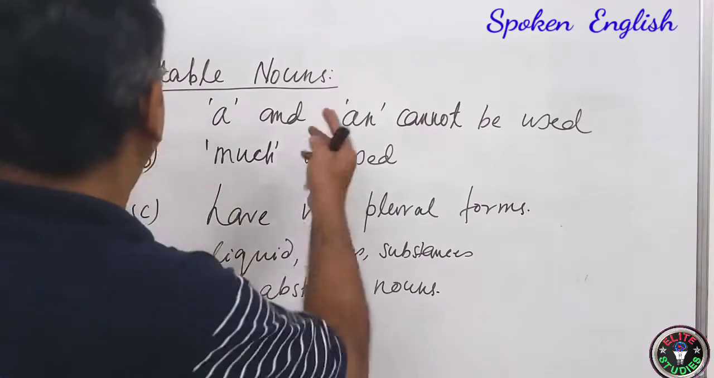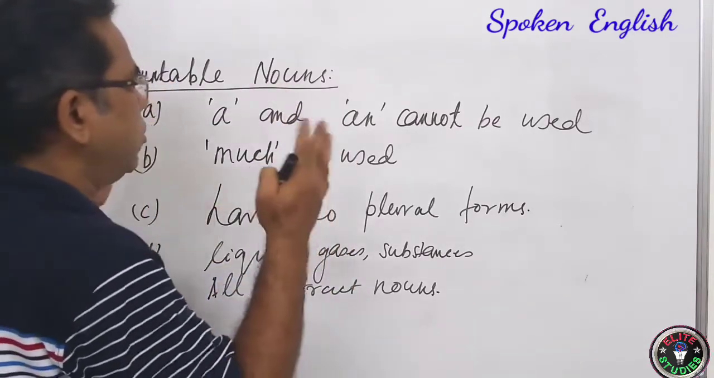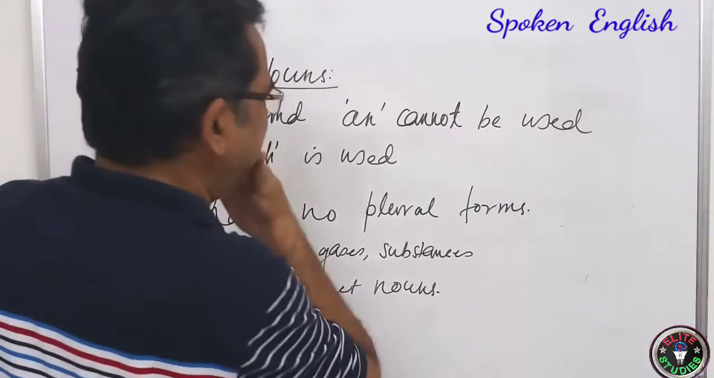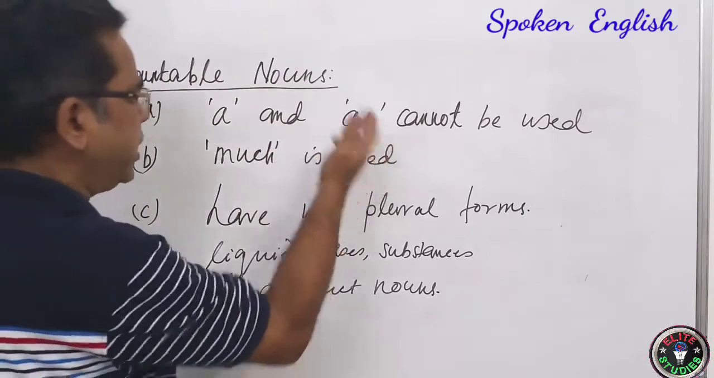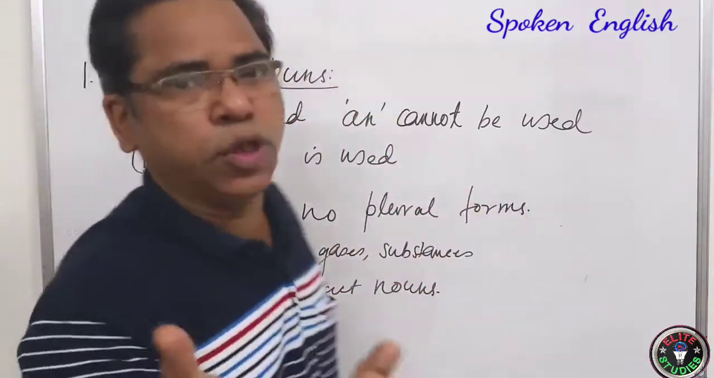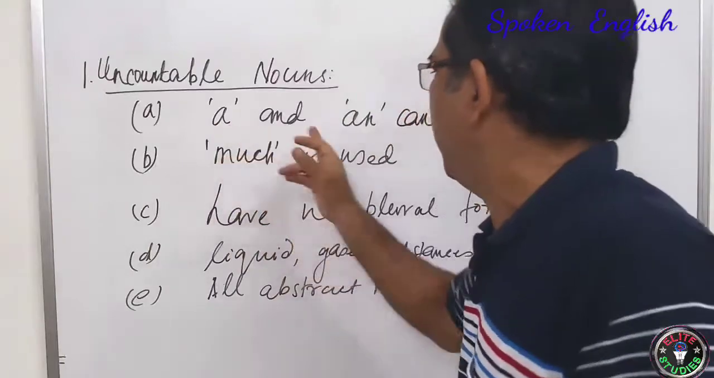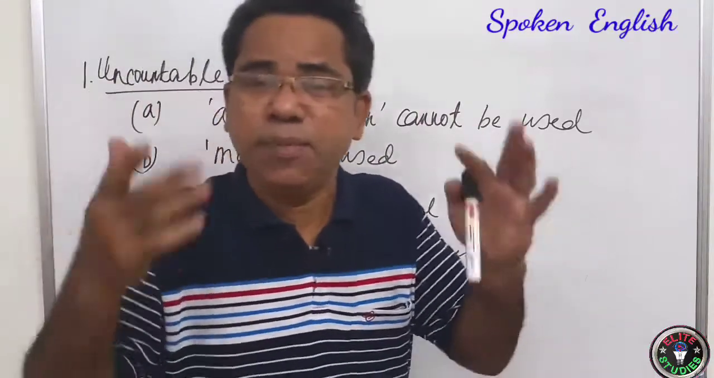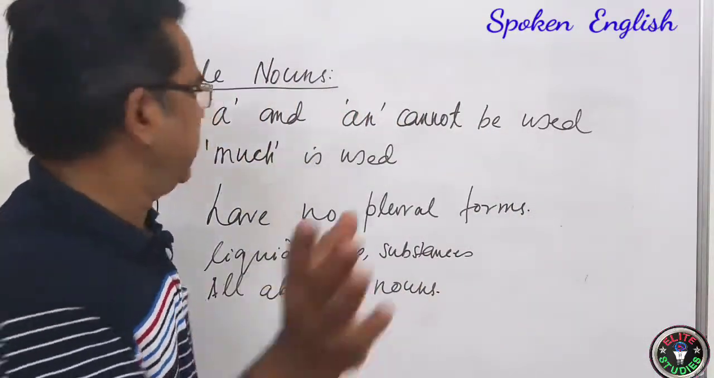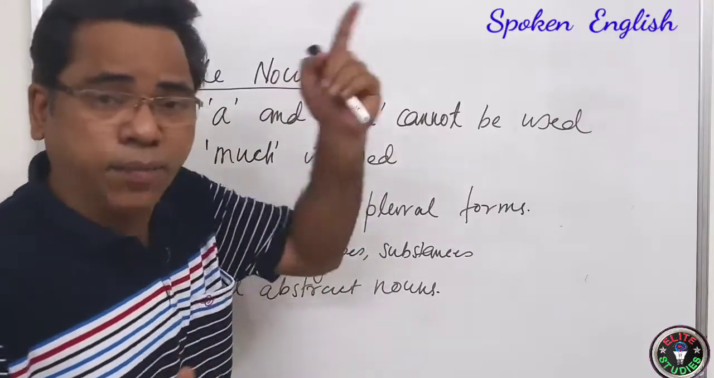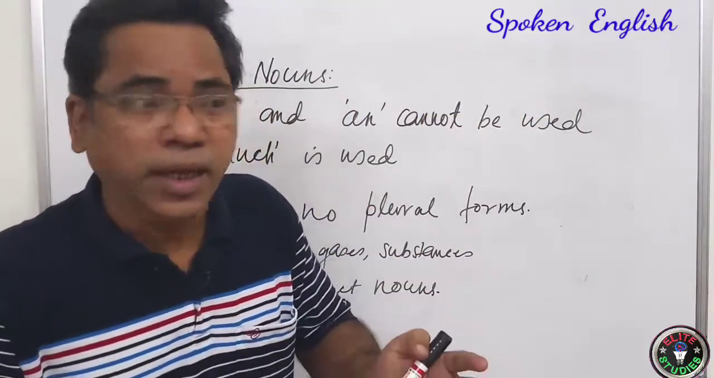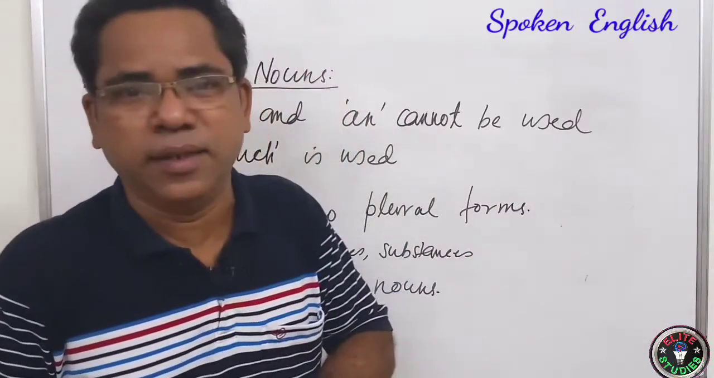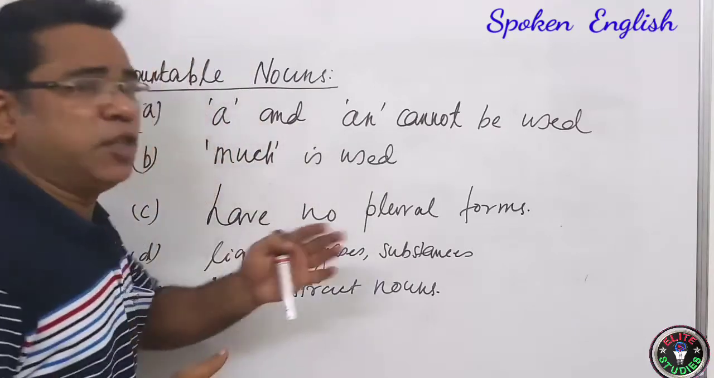Now let us go quickly to how to identify whether the given noun is uncountable or countable. Now you see a and an, it's just the opposite. In the case of a countable noun, you can use a and an, but with an uncountable noun, you cannot. A water, a time, a money, no. A happiness, you cannot. Next, much is used: there is much water in the jug, there is much sugar in the packet, there is much money in my purse.